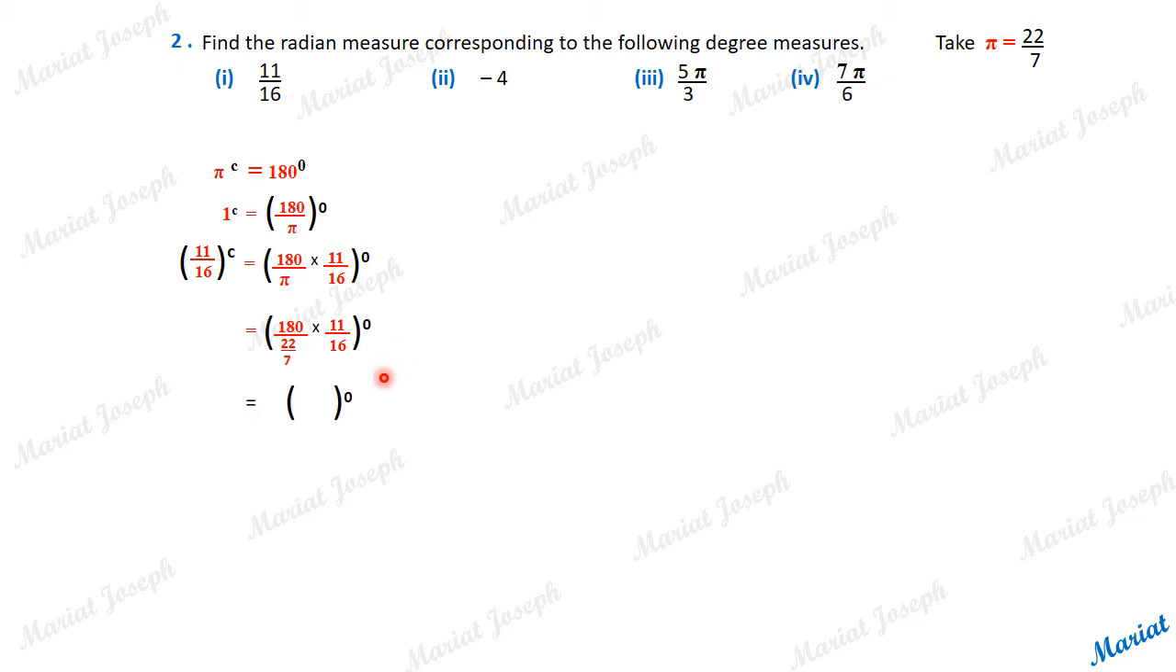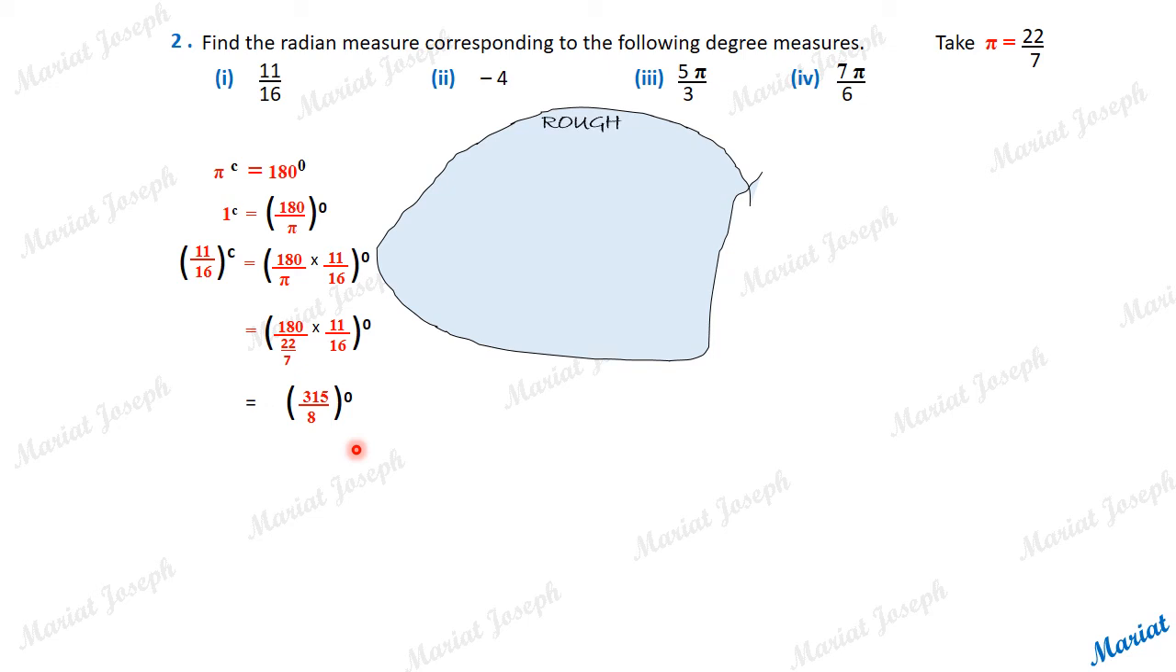Go ahead. That is, we can cancel 22 and 7, 11. Then 7 is multiplied in the numerator. It turns out to be 315 by 8 degrees. That is 315 if you divide by 8. 3 times in 31, 8 3s are 24. Subtract, 7 and 5 carry it forward. 75, 8, 9 times. 9 8s are 72, 3 balance. So we have 39 full integer and 3 balance.